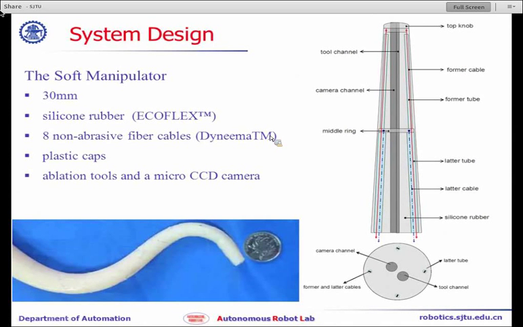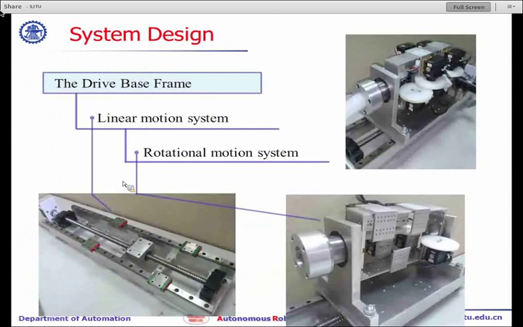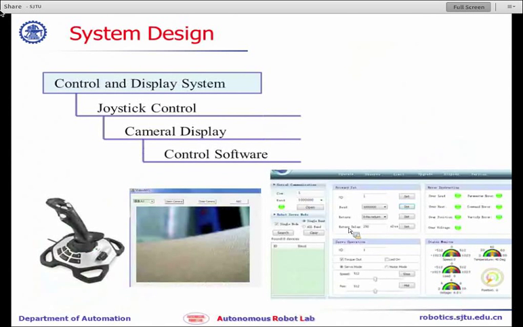And for the system base, we have a total of 10 degrees of freedom. And we have different wheels to drive the different cables so that the robot can perform different motions. And also, we have the linear motion so that it can push this manipulator forward and back. And also, we have the rotational mechanism so that this robot can be rotated. And also, for the control and the display system, we have the vision feedback information, and we have the control panel, and also we can use the joystick to control the motion of this robot.